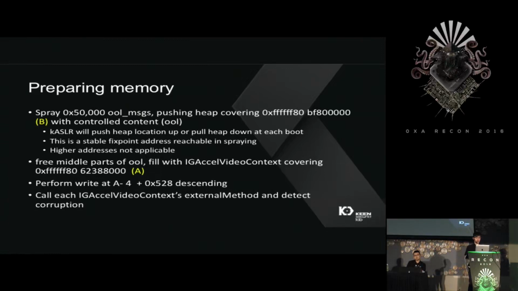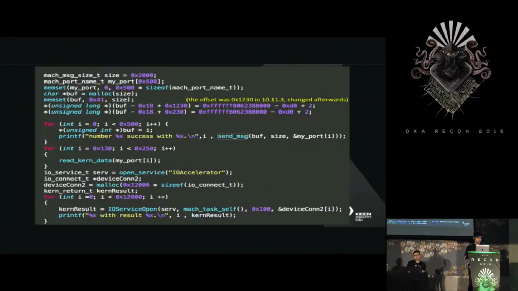And we will do a for loop, calling each IGXL video context external method. If one of them is corrupted, when we call this one's external method, like context finish, the RIP will be redirected, and we will get control of the control flow. And this is some snippet code for the spray. In 10.11.3, the offset was 2030, so we are using 2030 at this moment.